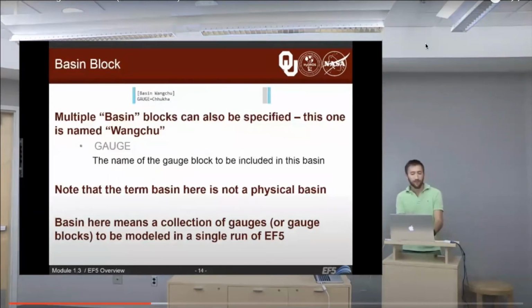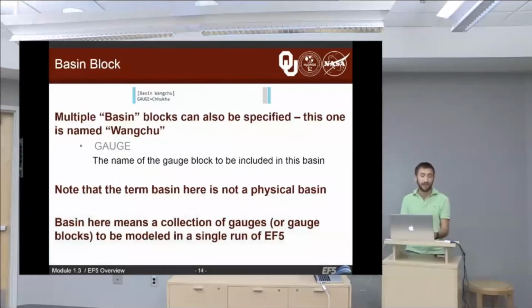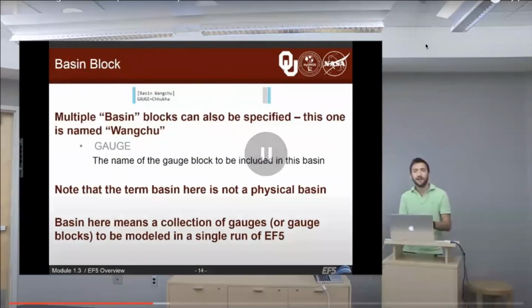There's also something called the basin block, and so the basin block is basically a collection of gauge blocks. It's not a physical basin. So again, think of that example where we might have 100 gauges all together.